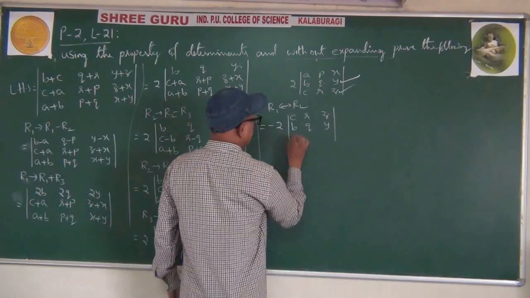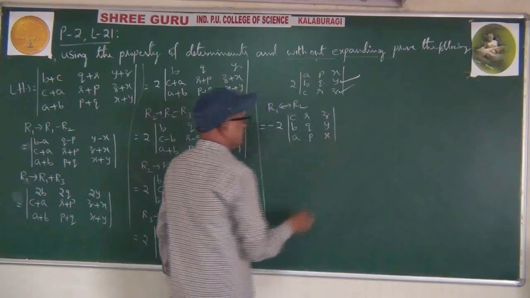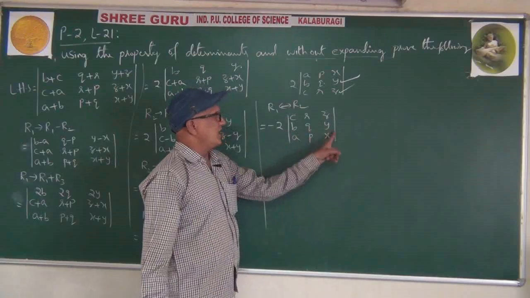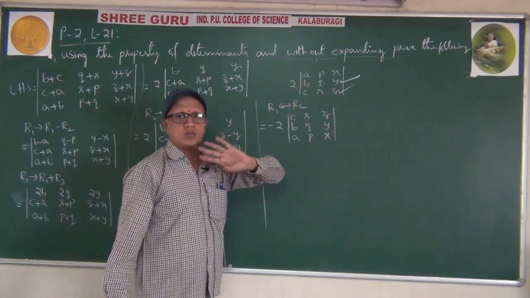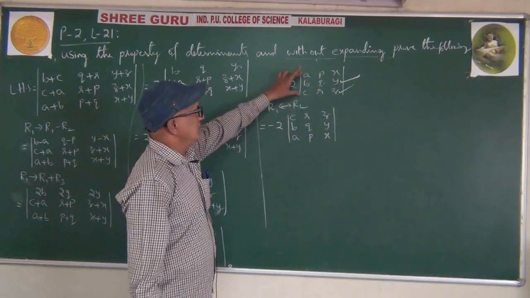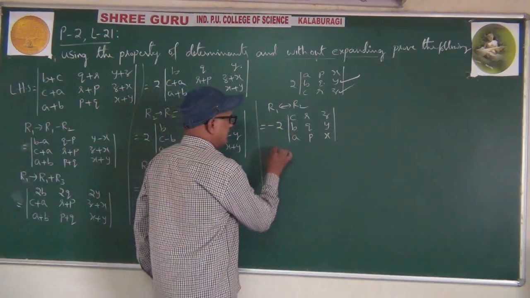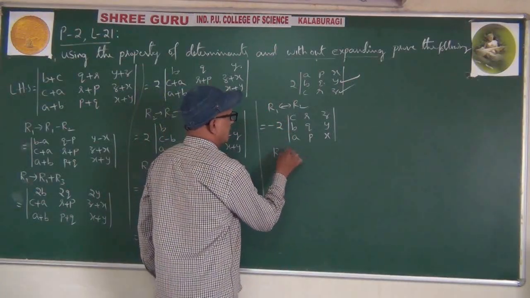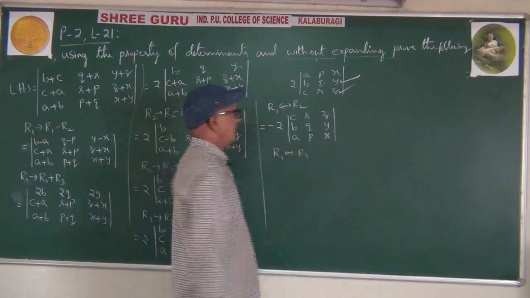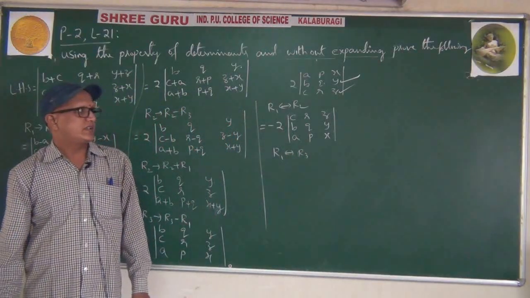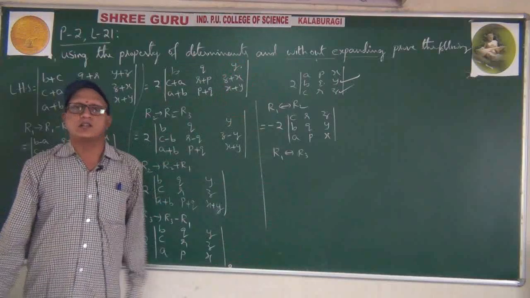Third one APX. BQY in the second row, that is the only thing correct. These two should be interchanged. Right? So again interchange R1 and R3. If you interchange R1 and R3, then we get the RHS.